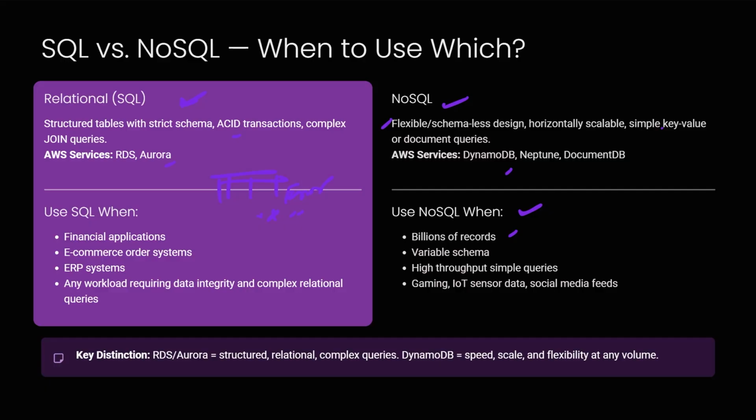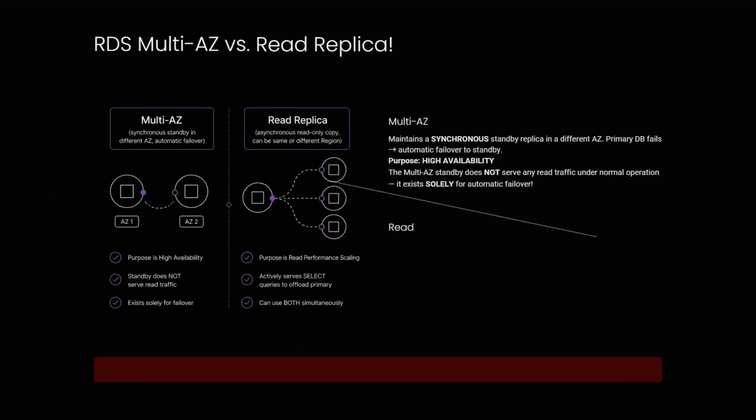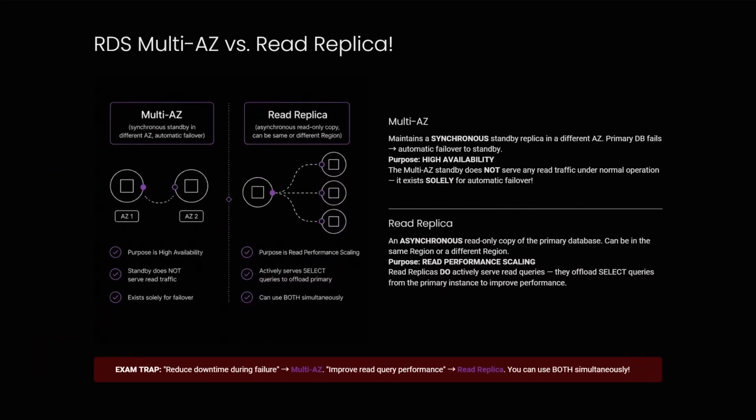Now grab a highlighter because this is the biggest trap on the exam. When you use Amazon RDS, there are two features that sound kind of similar. Multi-AZ and read replicas. Let's start with Multi-AZ. This stands for multiple availability zones. Think of it exactly like a backup generator at a hospital. It maintains a synchronous copy of your database in another building. Synchronous simply means that your data saves in both buildings at the exact same millisecond.